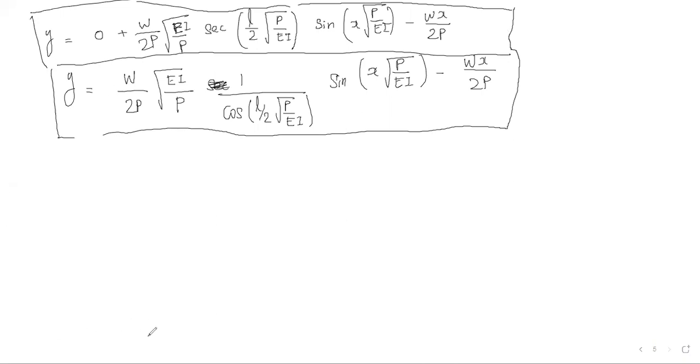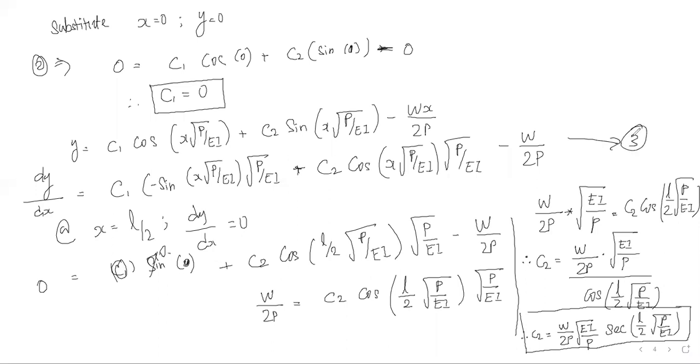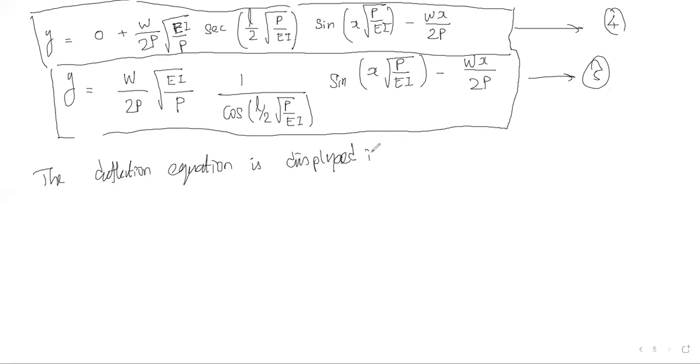Next, maximum deflection. So this is equation number 1, 2, this is equation number 3, this is equation number 4, and this is equation number 5. The deflection equation we have got is displayed in equation 5. Next, maximum deflection we need.